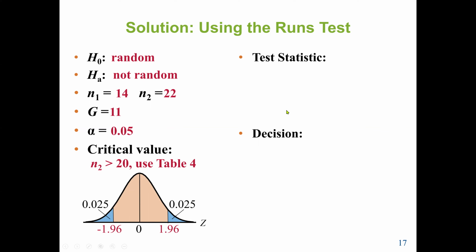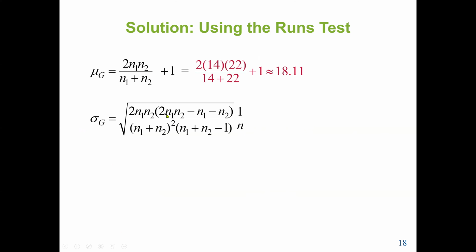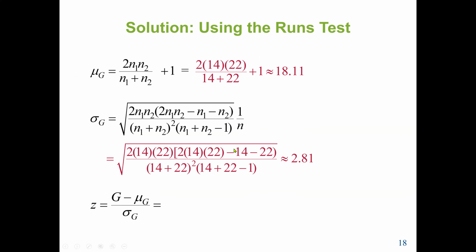So now we need a test statistic, and we know there's a special formula for that. So we need to find the mu G, which is 2 N1 times N2 over N1 plus N2, plus 1. So we have the value to be 18.11. Then we plug in for the standard deviation of G. And when we plug in all the values, we get 2.81. So now we can find 11 minus 18.11 over 2.81. And that will give us negative 2.53.